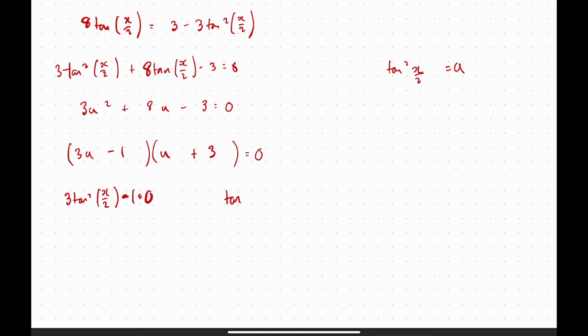And tan squared x over 2 is equal to negative 3. That's not going to give you a solution. Why is it not going to give you a solution? Because you would be square rooting a negative number. But am I being stupid? Yeah, I am being stupid.